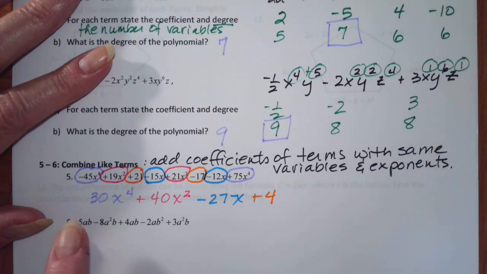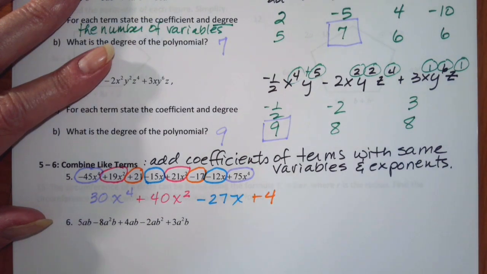Okay, on my next one, they have to be identical. So I have to have an a to the first, b to the first, to find a like term that goes with this. So any other term with just an ab, and there I have one. So that gives me 9ab.